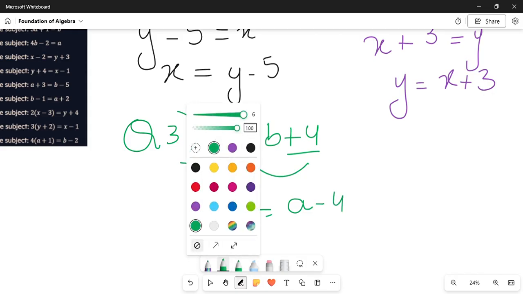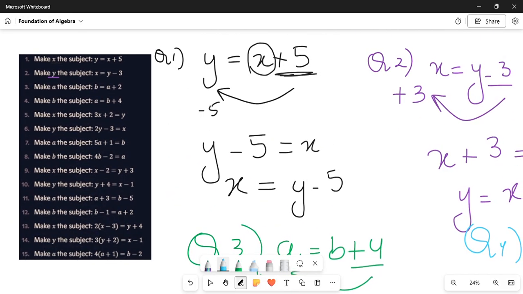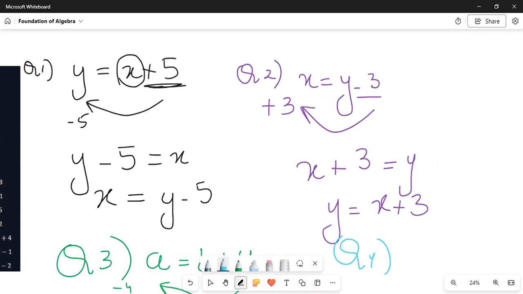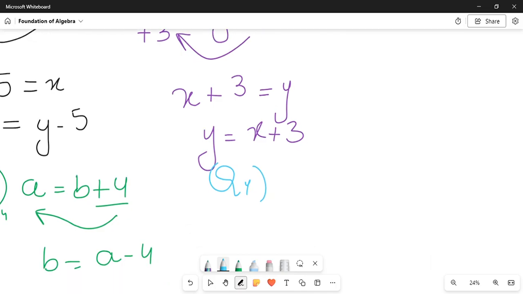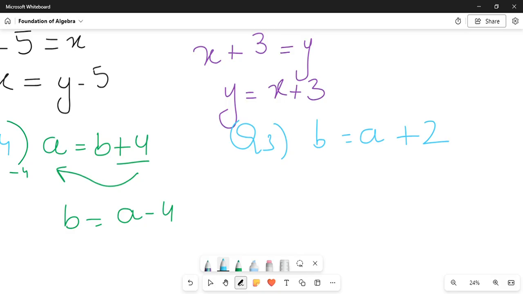The next question, question number 4, which is make, wait a second. Yeah, so I skipped this question. Okay, in this question we have to make a the subject, b equals a plus 2. So b equals a plus 2. We want a the subject. This will move to the other side and become minus 2. So a equals b minus 2.